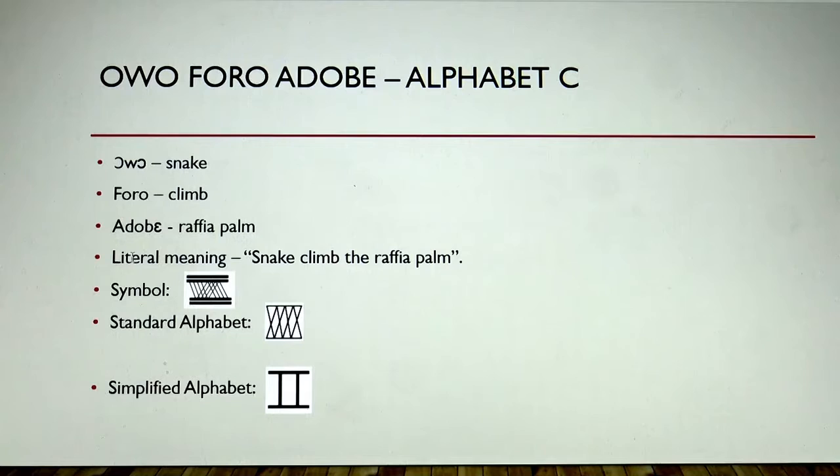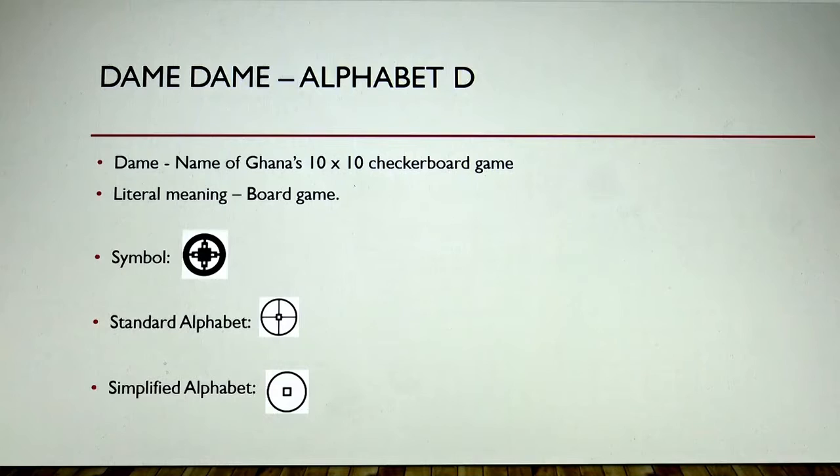This is the Adinkra symbol and these are the alphabets, the standard simplified alphabets. Dame Dame is the name of Ghana's 10x10 checkerboard game. So this literally means a board game. And this is the Adinkra symbol, these are the alphabets.